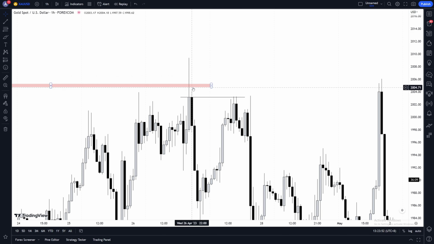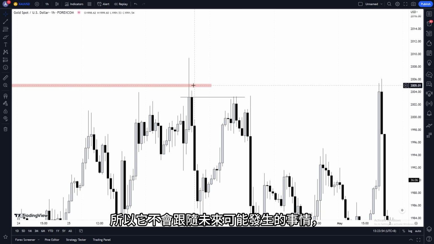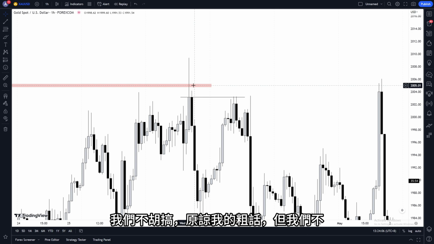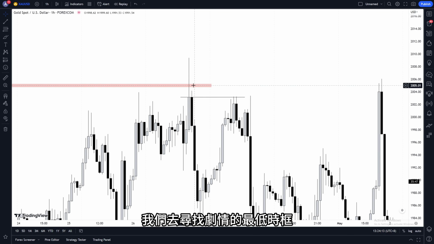And what's the current storyline? Daily bearish. So it doesn't follow what might happen in the future because of a weekly bullish or what might happen in the future because of a monthly bullish. No, it follows right now the lowest time frame storyline. What's the lowest time frame we go to for storylines? We don't mess around with anything below the daily time frame for a reason. The lowest time frame we go to look for a storyline is the daily.